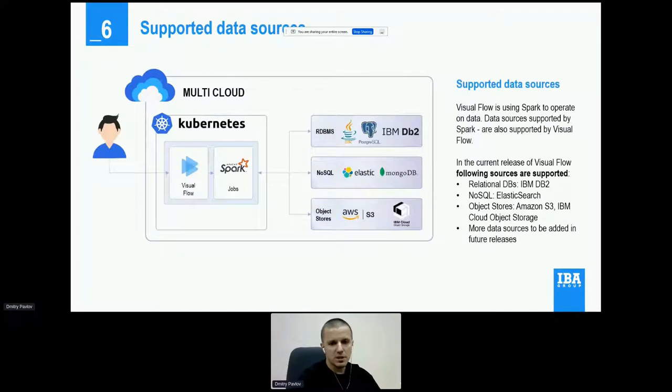Since Visual Flow uses Spark to operate on data, it can support any type of data source that is supported by Spark itself, but the current UI's choice is limited to Amazon S3, IBM Cloud Object Storage, Elasticsearch, and DB2, with more data sources to be added in the future. And I will touch on it briefly on the roadmap slide.